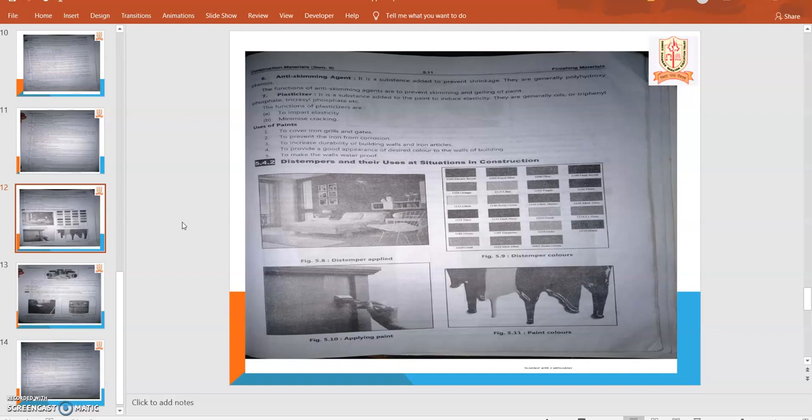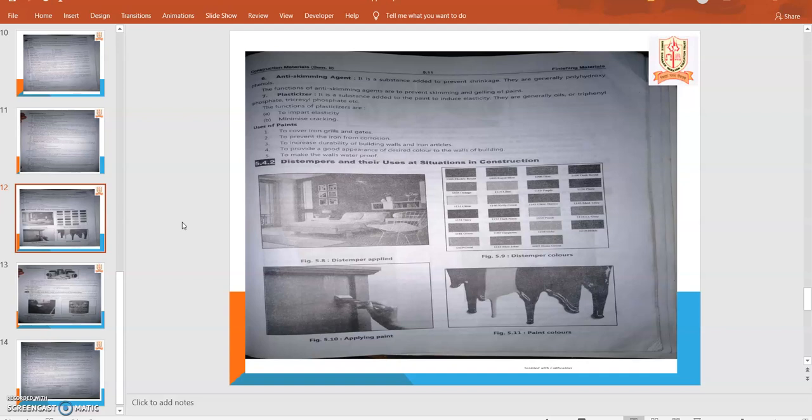Then plasticizers. It is a substance added to the paint to induce the elasticity. They are generally oils or triphenyl phosphate or tricresyl phosphate etc. The function of that is to impart the elasticity and minimize the cracking. So that is the main function of plasticizer.